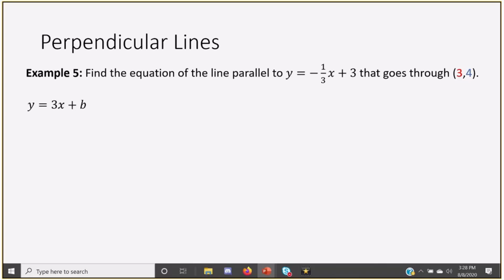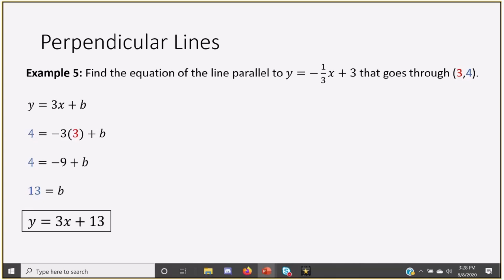Okay, and then once I get past that first step, I just go ahead and plug in and solve for b again. So plug in 3 for my x, plug in 4 for my y. Negative 3 times 3 is negative 9, add 9 to both sides, so I get my y-intercept is 13, and so y is equal to 3x plus 13.